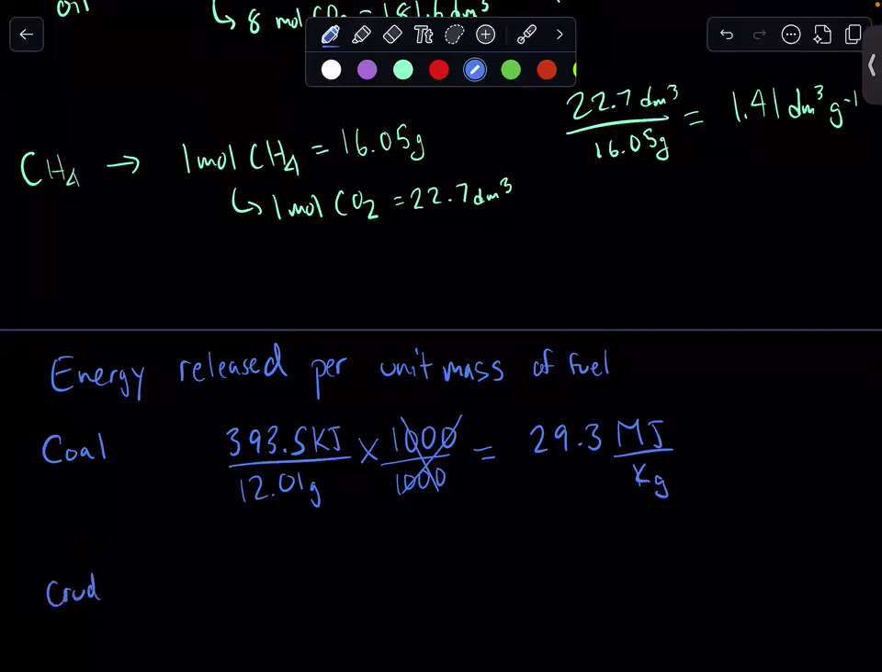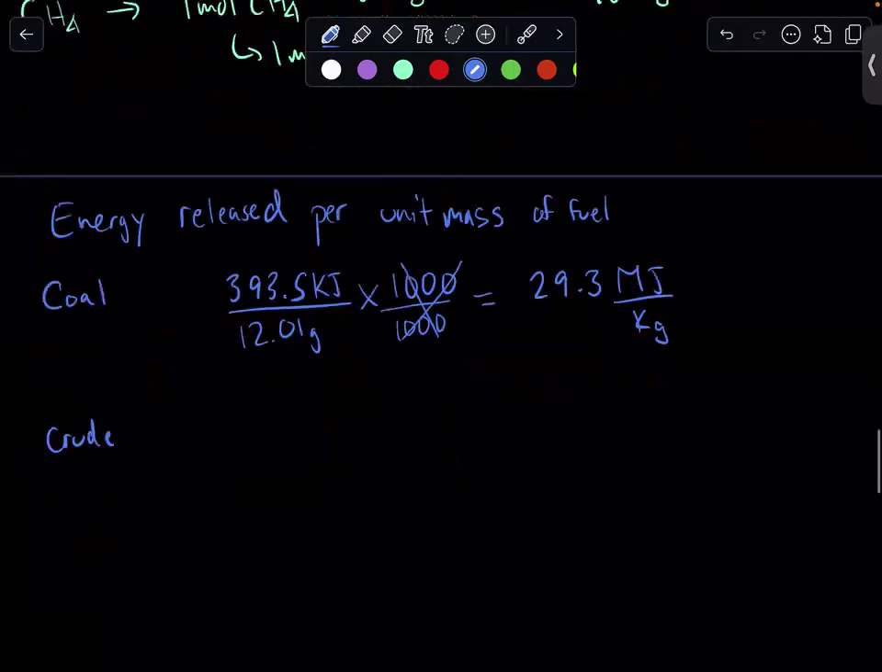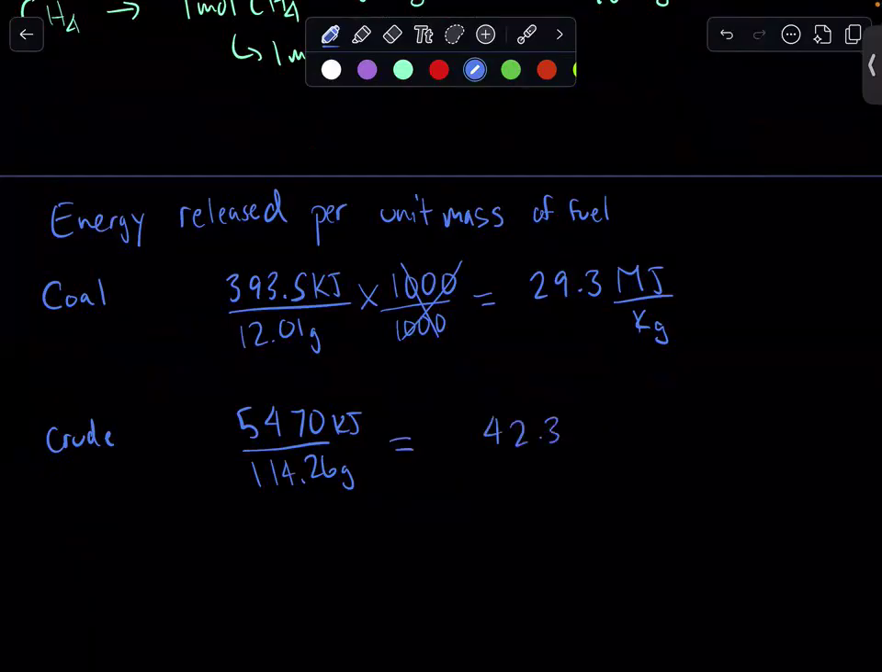For crude oil, we said it makes 5,470 kilojoules for 114.26 grams. And once again, we'll do the 1,000 thing here, so they'll cancel out. And we'll get approximately 42.3 megajoules per kilogram of crude oil burned.